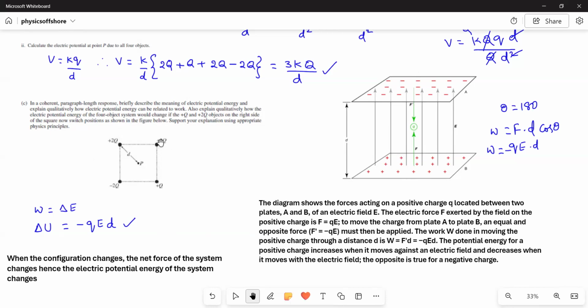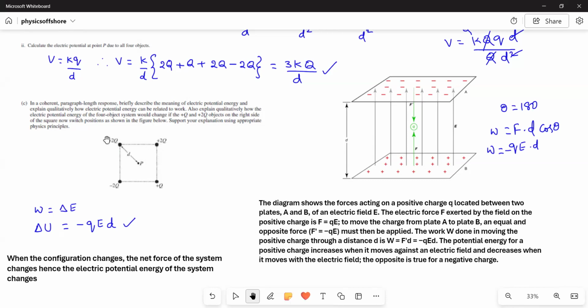Now he is asking us to find out the change when the configuration changes. That means the positions of the plus q and plus 2q charges are exchanged. Then what happens? See here, because of the change in the position of the charges, the net force changes. Am I right? Previously here, the charge is plus q and this is plus 2q. So the resultant will be negative, no? Because both are the same charges, therefore there is a repulsion. Now here also there is a repulsion, but here these two are equal charges.